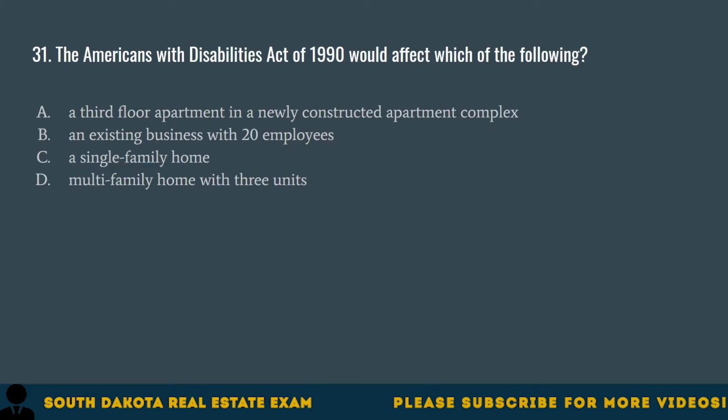Question 31. The Americans with Disabilities Act of 1990 would affect which of the following? A. A 3rd-floor apartment in a newly constructed apartment complex. B. An existing business with 20 employees. C. A single-family home. D. Multifamily home with 3 units. The correct answer is B. An existing business with 20 employees.